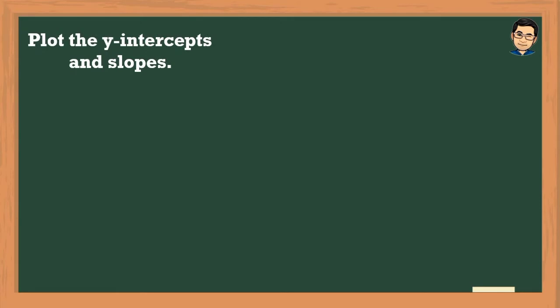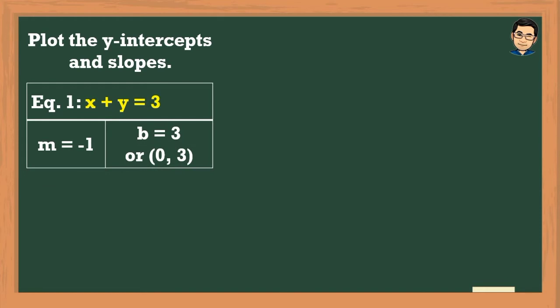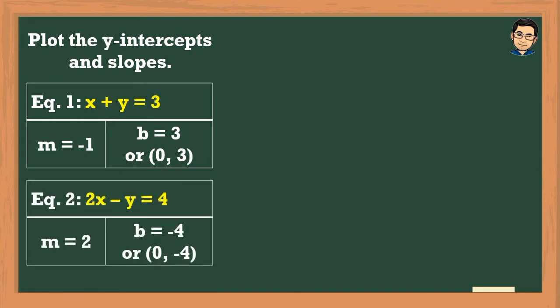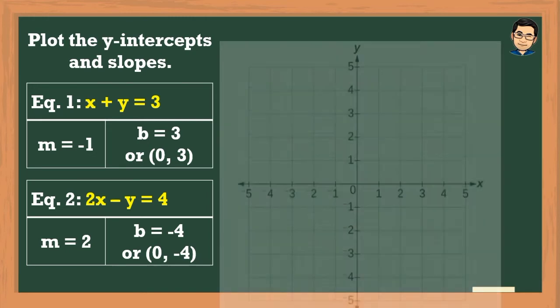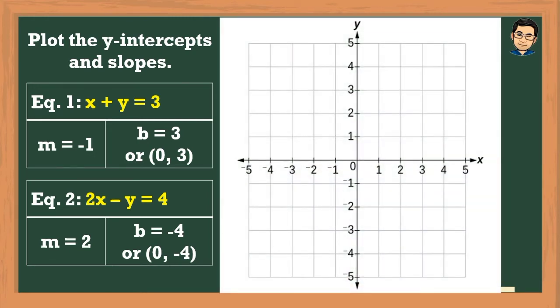So, plot the y-intercepts and slopes that we got earlier. For equation 1, that is the slope and y-intercept. For equation 2, that is its slope and y-intercept. So let's have the rectangular coordinate plane. Again, for systems of linear equations, we graph the equations on one rectangular coordinate plane so that we can really see the solution set. First we plot equation 1. So (0, 3), which is on the y-axis.